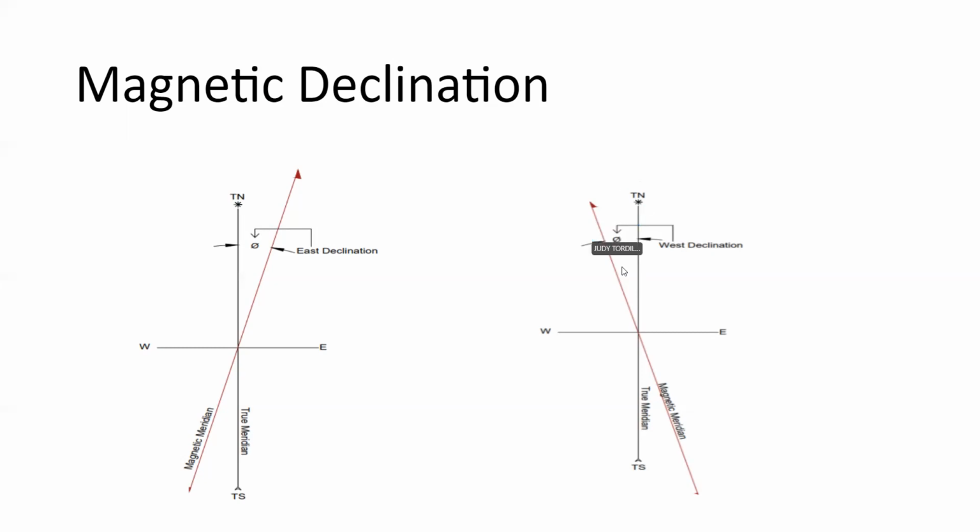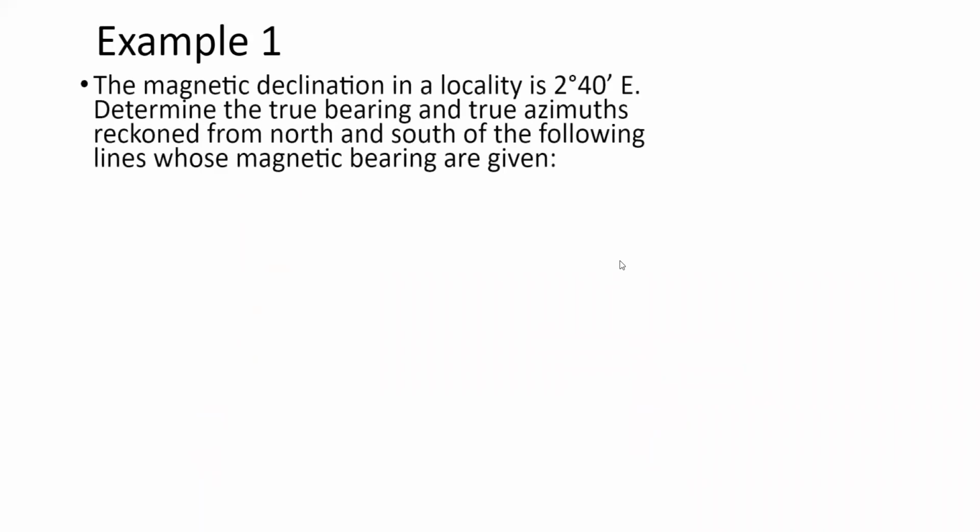So, nagkakaroon tayo ng magnetic declination because of the magnetic field of the Earth. Since our compass has a magnetic needle and our Earth has a magnetic field, ituturo tayo nun sa magnetic meridian. So, that's why we need to discuss this one. Okay? Let's have here an example. The magnetic declination in locality is 2 degree 40 minutes east. So, drawing tayo.